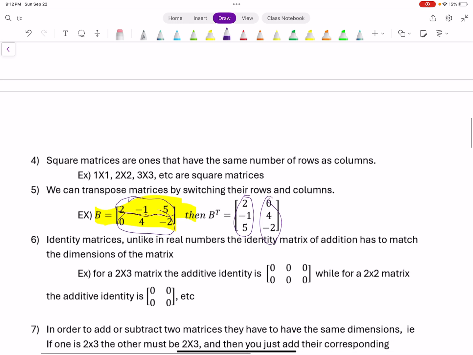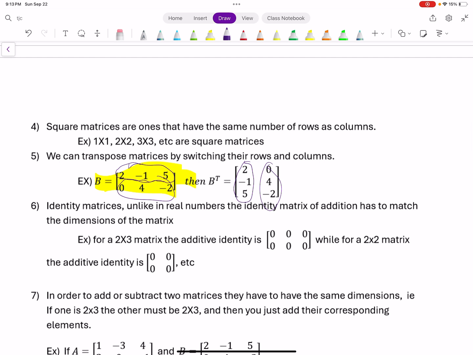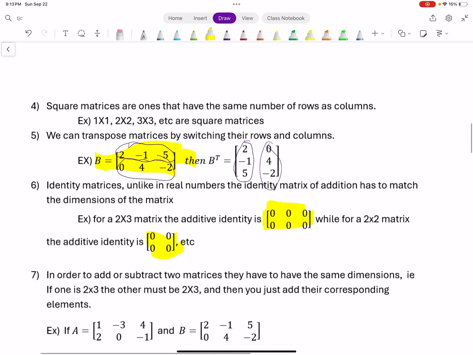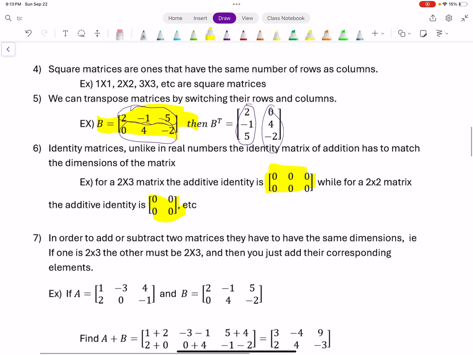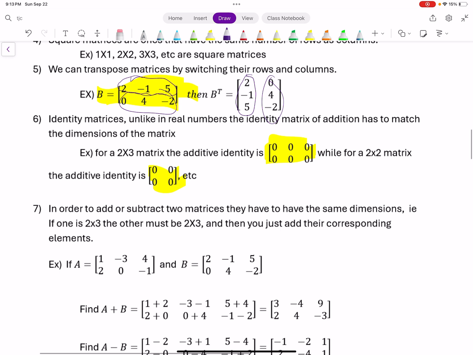We also have identity matrices. So we have the additive identity. Additive identity matrix is just a matrix with all zeros. So here is an additive identity matrix for a 2 by 3 matrix. Here's one for a square 2 by 2 matrix. Okay. We also have multiplicative identity, but we'll cover that later in the next section.